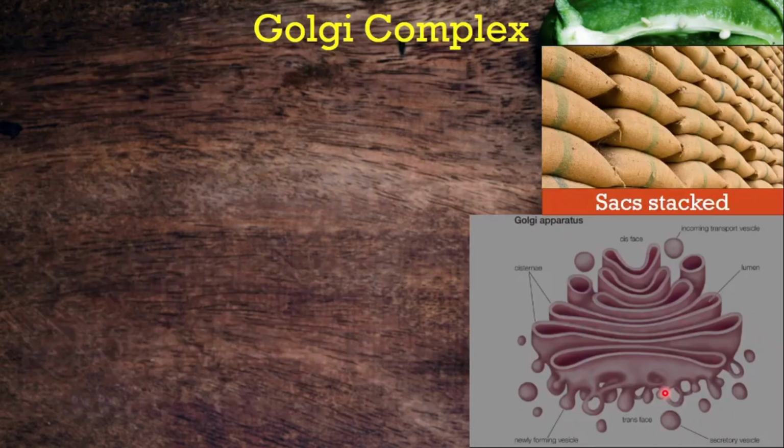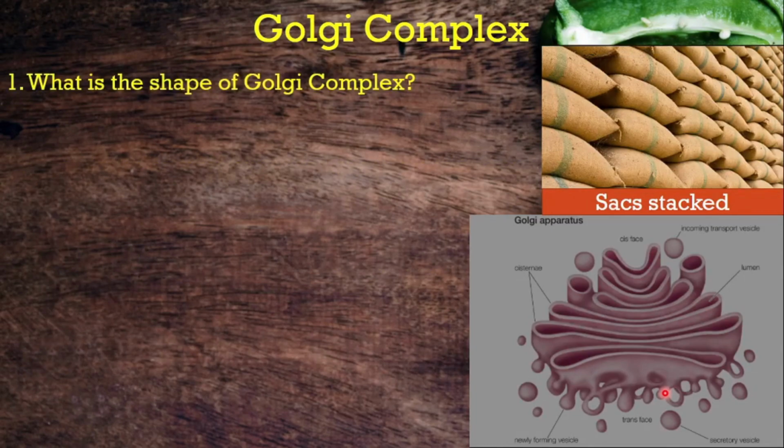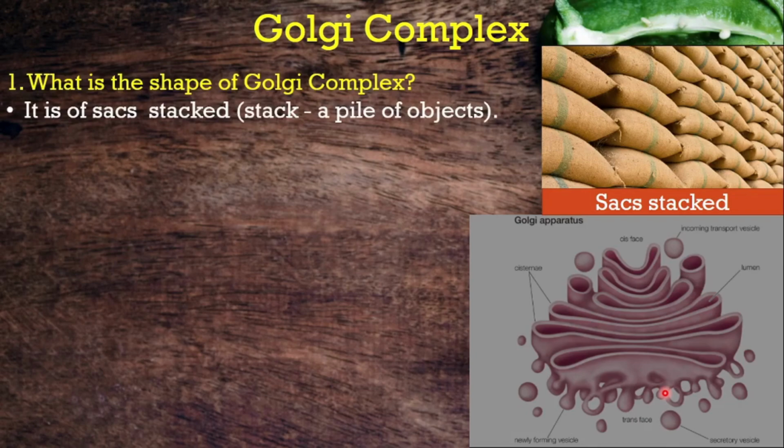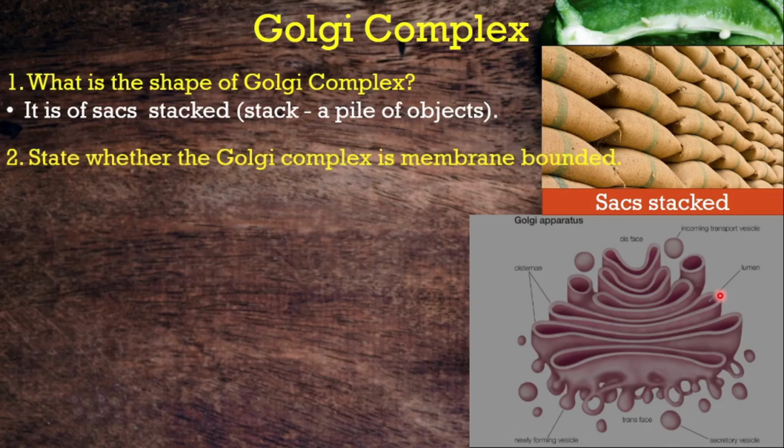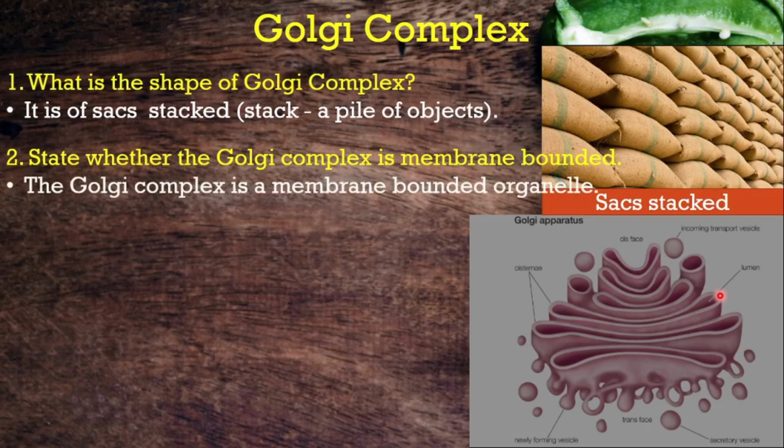Now let's look at the next organelle, Golgi complex. What is the shape of Golgi complex? It is of sacks, stacked. Stacked means a pile of objects. As you can see here, this has different piles of sacks, and this is a picture of Golgi apparatus or Golgi complex or Golgi body. You can use any one of them. State whether the Golgi complex is membrane bounded. Yes, of course, the Golgi complex is a membrane bounded organelle.